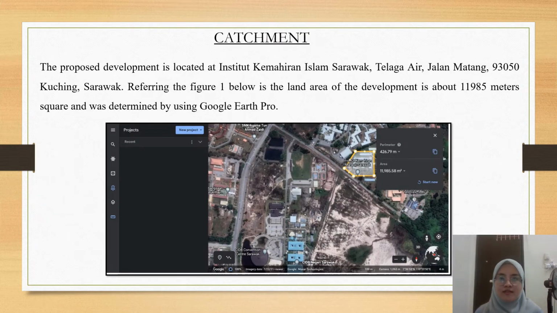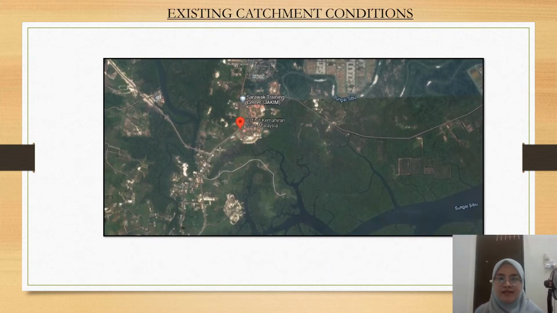So this is our catchment area, which is located in Institut Kemahiran Islam Sarawak. By referring to Google Earth, the total catchment area is 11,985 square meters. And this is the condition around the existing catchment area.